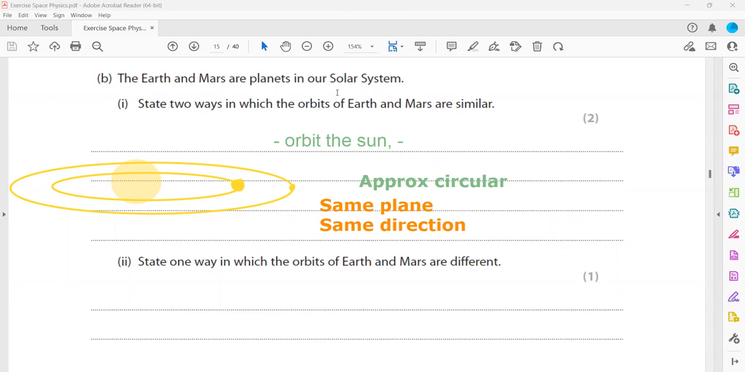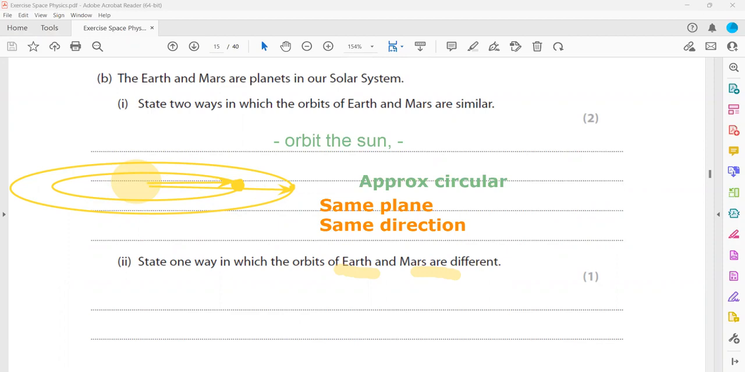State one way in which the orbit of the Earth and the Mars are different. How are these orbits different from each other? You have to work out how the orbits are different. Even from this figure, you can identify the orbit. You can see the orbital radius of the Earth is smaller than Mars. Like the orbital radius, the distance from the Sun to the Earth, is smaller as compared to that of Mars, you can mention that.